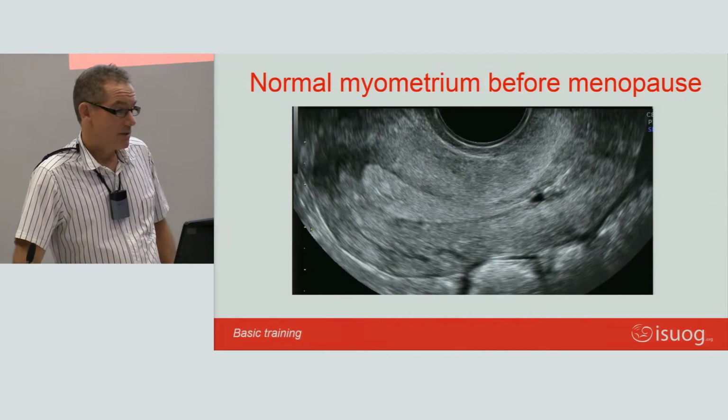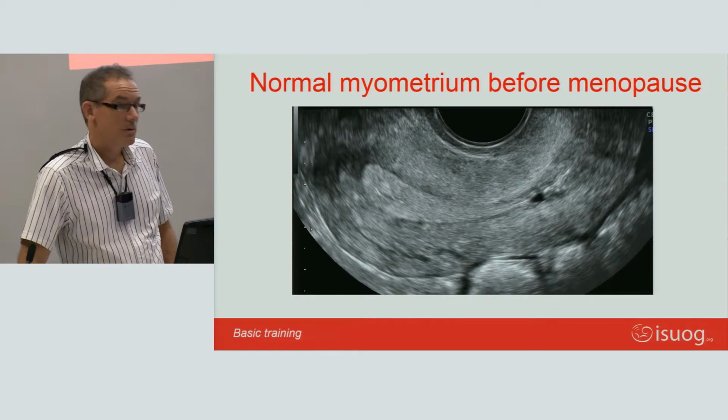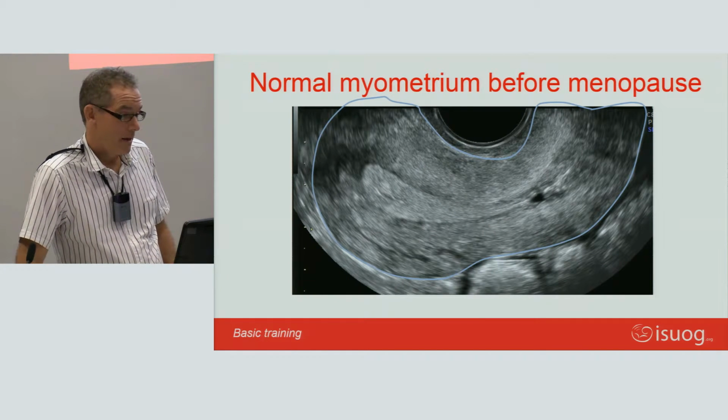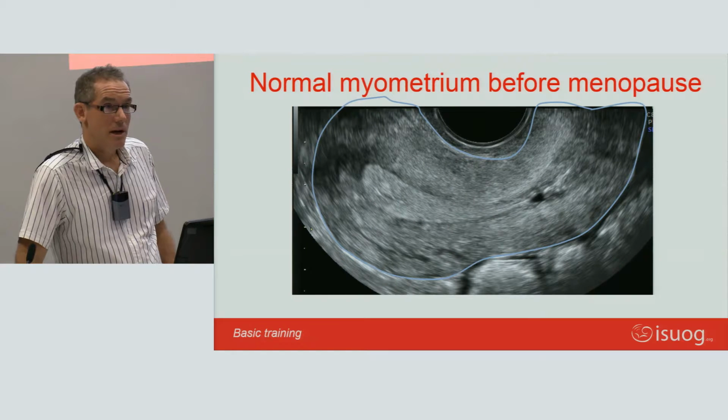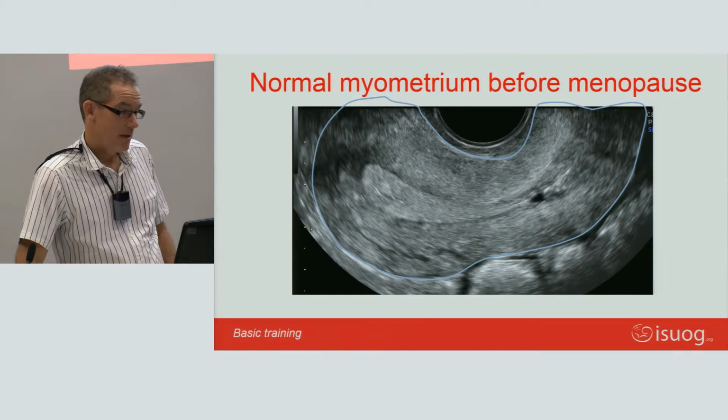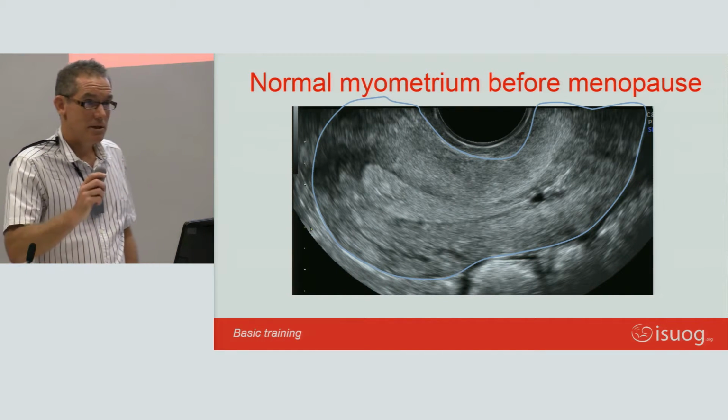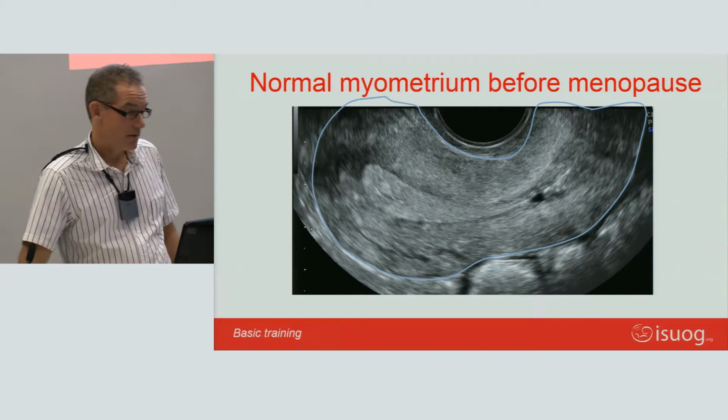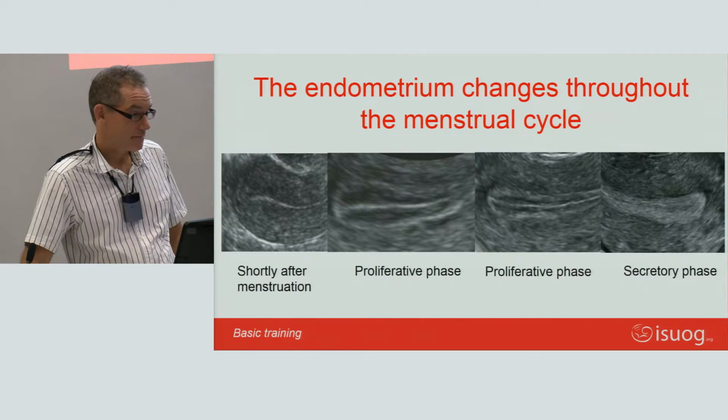So in terms of what we should look for, this is obviously a sagittal view of a section. What you want to see is a smooth contour at the top of the uterus. You want to see a generally homogeneous myometrium, and you want to make sure that the anterior and the posterior parts of the myometrium are of equal size.